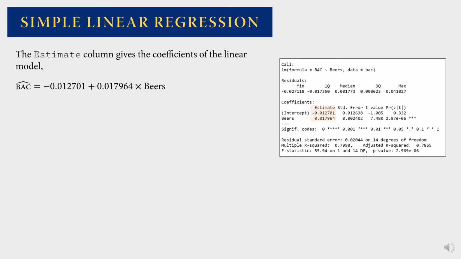Then under coefficients, it gives you the estimates for the line, which was y hat equals negative 0.0127 plus 0.017964x. And then there's this other stuff about the standard error and t-statistics, residual standard error, multiple R squared, etc.